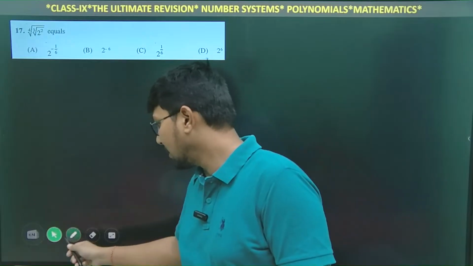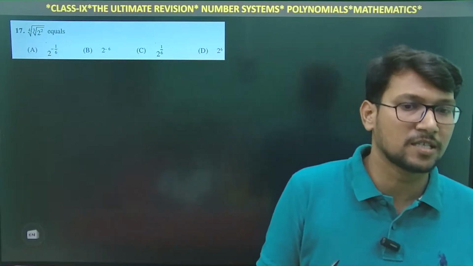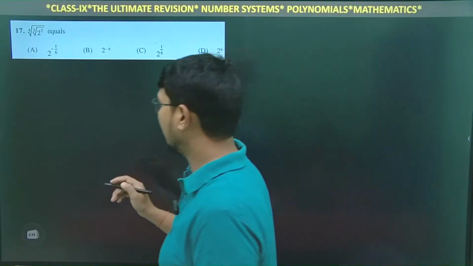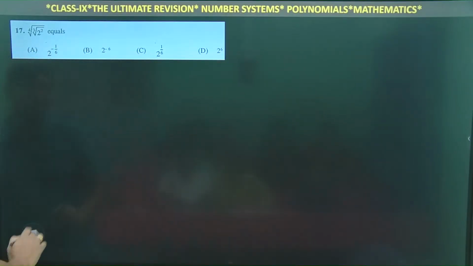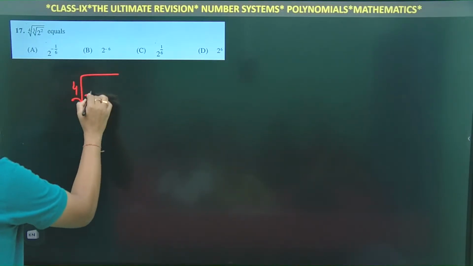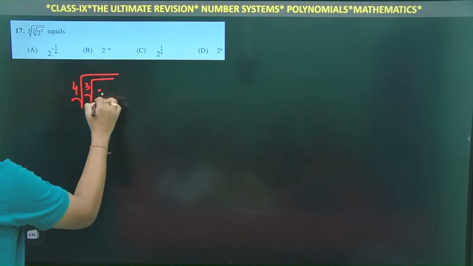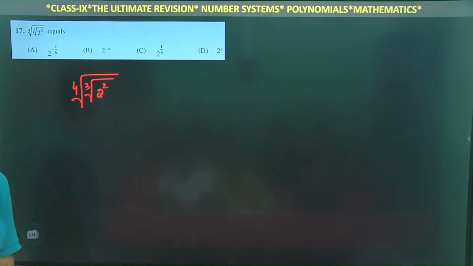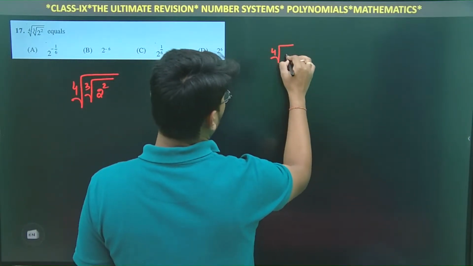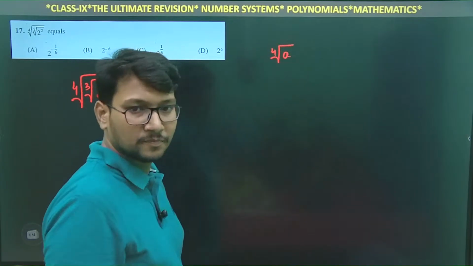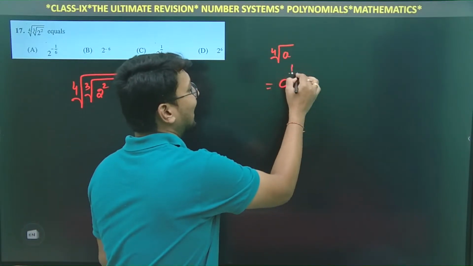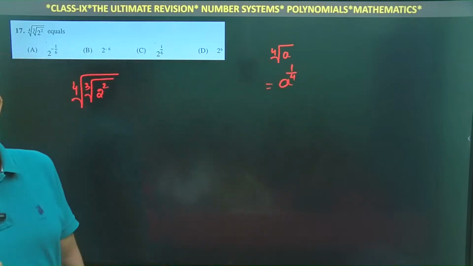So what is the value of this? Do you know it is coming from which part of the number system? Exponent, laws of exponent, right? Okay, so now if we simplify this, it is given, check karo, fourth root of cube root of 2 square. Who can say fourth root means what? I am writing fourth root of a means what? A to the power 1 by 4, right?